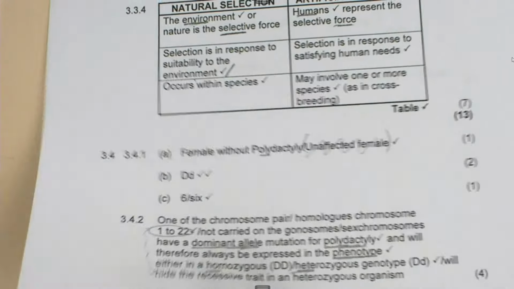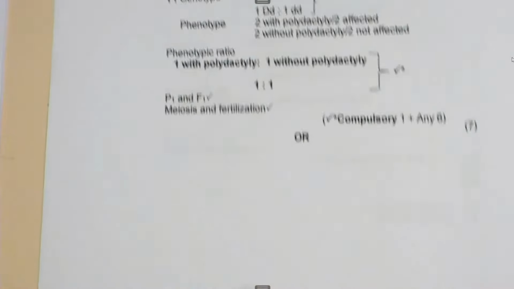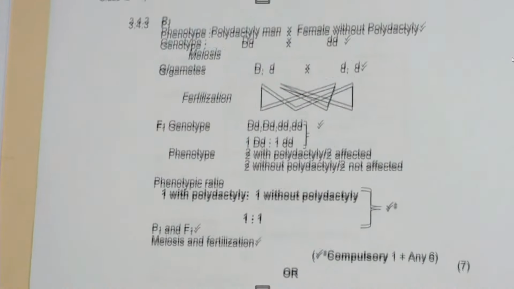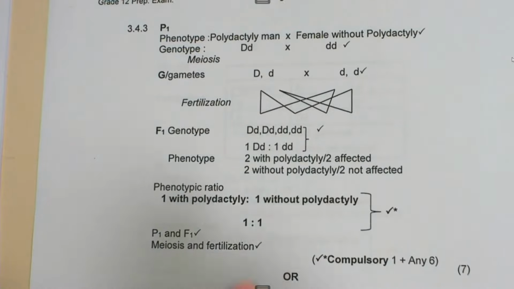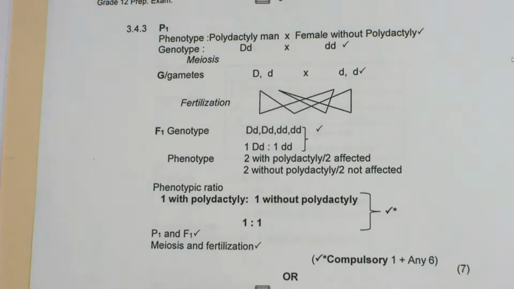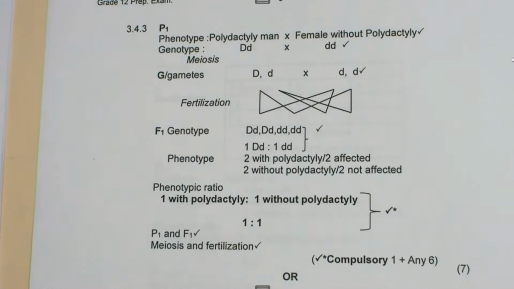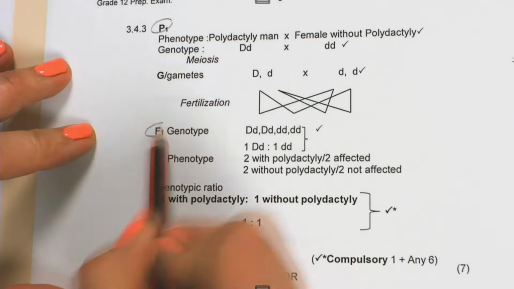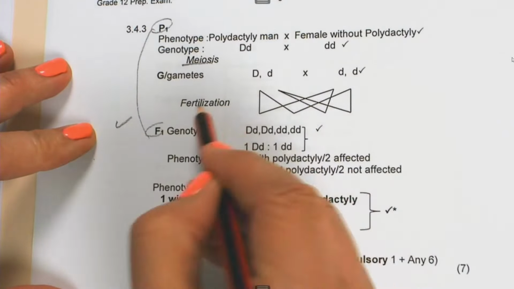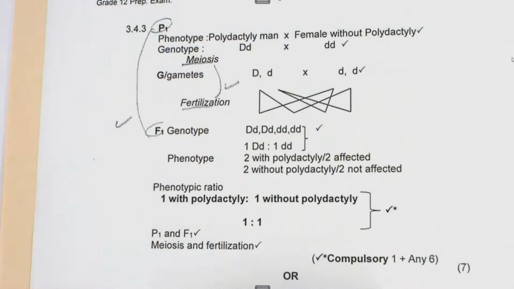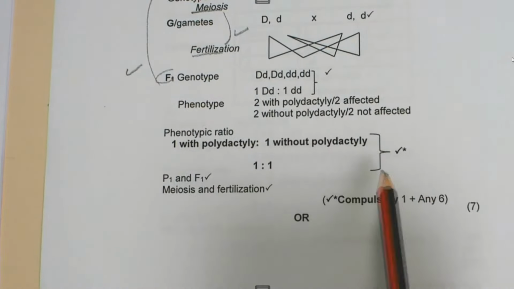And then the last one was on the crossing, using the letters capital D and small letter d. Now it's not on an X. If the learner put it on X and Y, then the total crossing will be wrong. We allocate then only marks for P1 and F1, as well as meiosis and fertilization. P1, F1 gives a mark, and meiosis and fertilization gets a mark then, but then the other one is wrong. Just look at the compulsory mark.